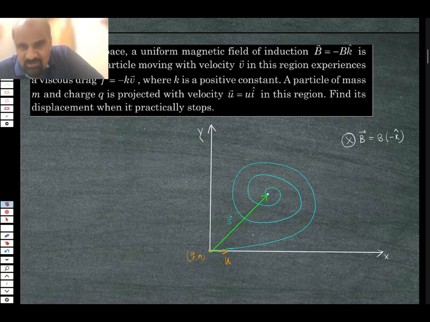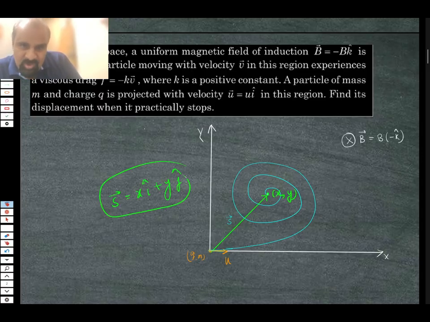So forget about the component. Basically, you have to find the x coordinate and y coordinate of this particle, this point where it stops. Let's say it stops here, and let's say its x coordinate is x and y coordinate is y. So you have to find that coordinate eventually. Once you find the coordinate, then you can say displacement is going to be x i cap plus y j cap.